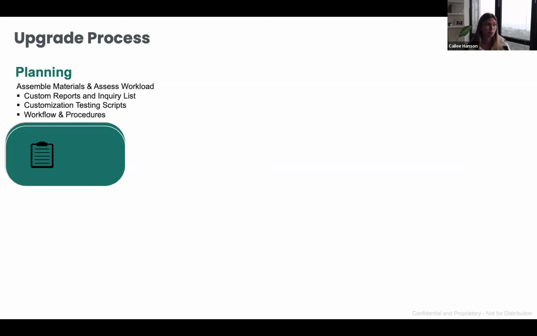So number one, we start with planning. Really what this is, is light planning on the initial upgrade side. We'll take a look at any of those areas that we just need to pay attention to when upgrading. That might be any custom reports or inquiries that you have built or we have built on your behalf, any customizations that you might have, or any tweaks to things like workflows or procedures.